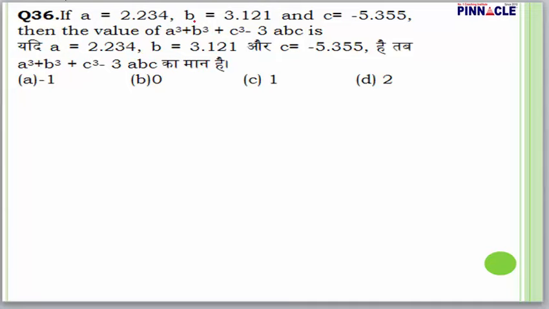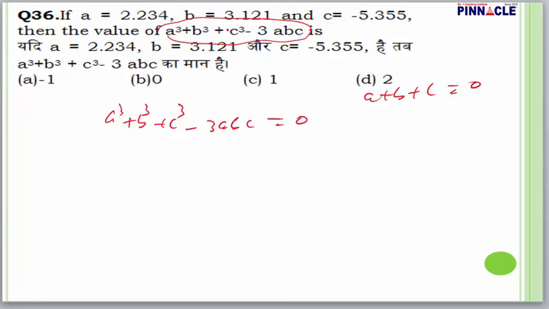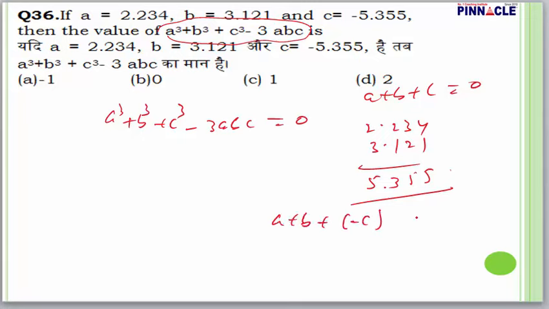Here it is given A is equal to A, B and C. Then the value of this expression would be how much? A cubed plus B cubed plus C cubed minus 3ABC is equal to 0, when A plus B plus C is equal to 0, and here A is 2.234, B is equal to 3.121, that would be equal to 5.3y. Now it should be equal to A plus B minus C, that would be equal to 0, because this minus this would be equal to 0. So A plus B plus C is equal to 0, then this expression would be 0. Answer is B.